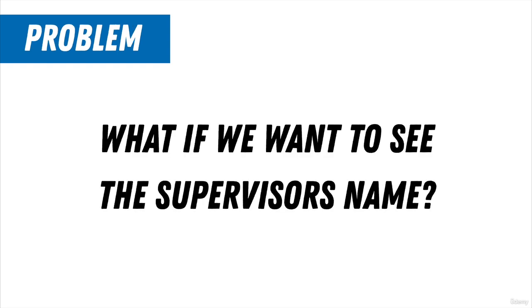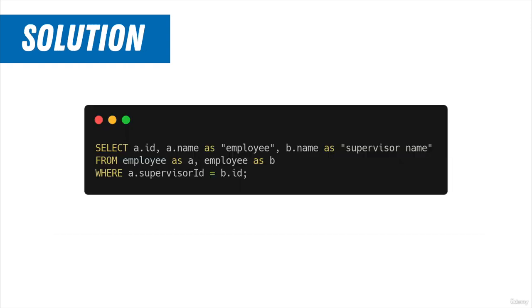Now, let's say you wanted to see the supervisor's name. You didn't want to see it by ID, because in the example I gave you, sure, there were only two people and we could quickly deduce who's who. But let's say you had 500,000 employees and you had multiple levels of supervisors and you wanted to see the supervisor's name beside the person because you wanted to see who they report to. Well, here is the solution.